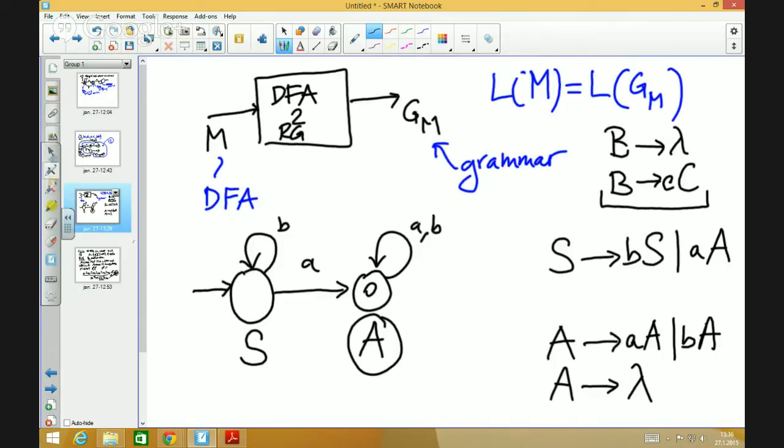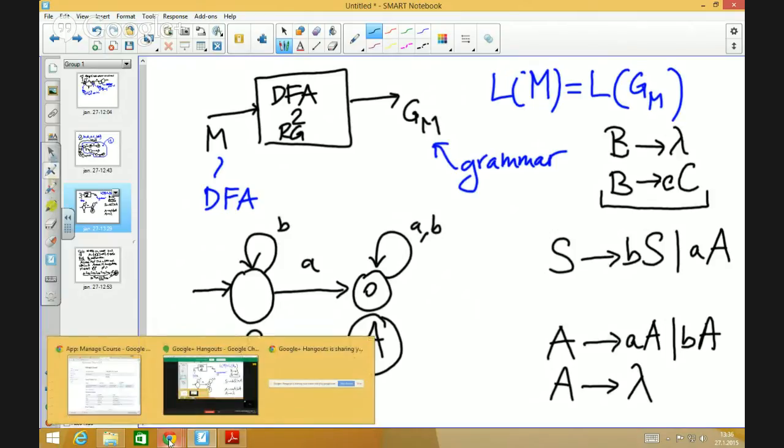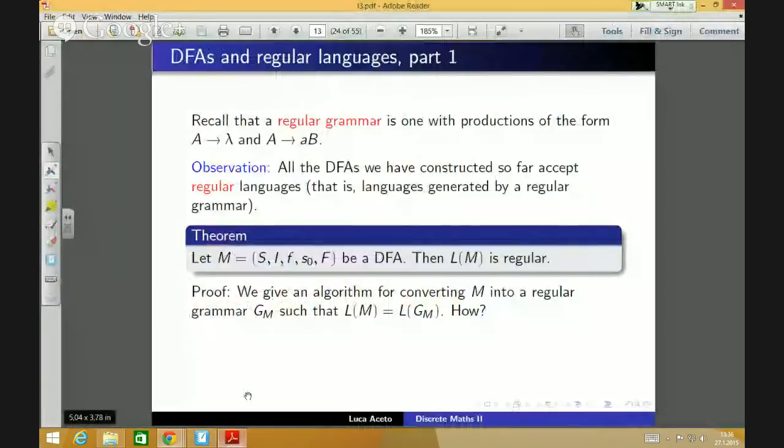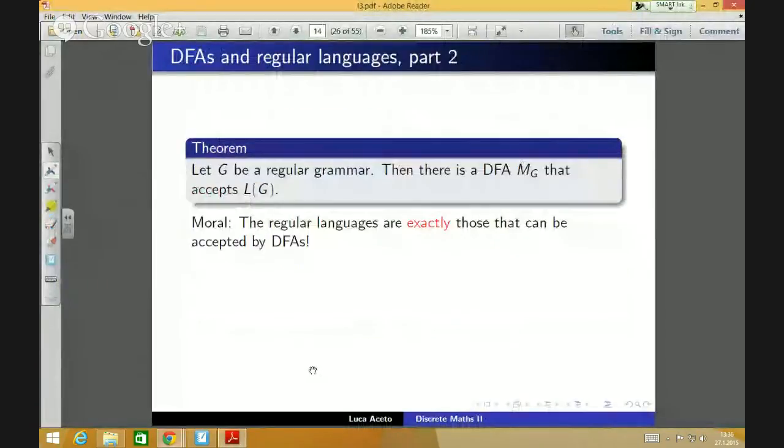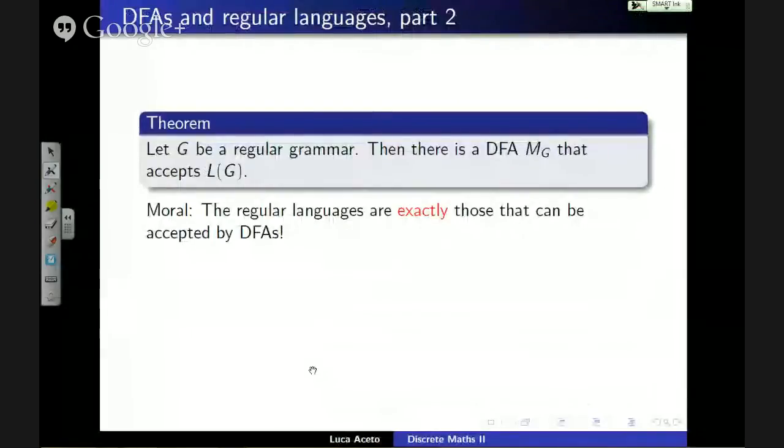Are they more powerful? Actually, no. Everything that a regular grammar can do, a DFA can do. So we actually also have a compiler that goes the other way. So you could just use a regular grammar when you don't use a DFA. Absolutely. So your colleague is saying, then you can just use a regular grammar where you would normally use a DFA. Absolutely. The fact is that if you want to do pattern recognition, DFAs are much nicer.